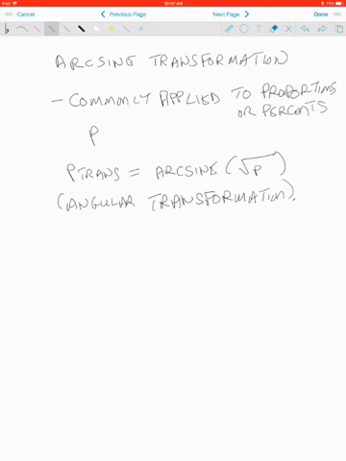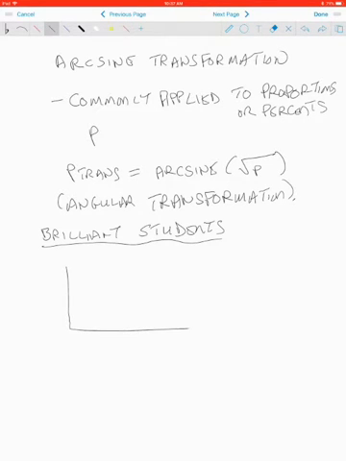Let's imagine you have a really bright class one year, brilliant students, taking basket weaving 100. Here's a graph of what the data might look like. Here's 0%, here's 100%. These are the grades, and you're going to plot a frequency distribution, a histogram. If you're a brilliant class, it all crashes up against 100%. You can't get better than 100%.